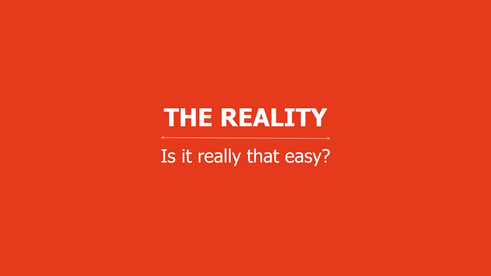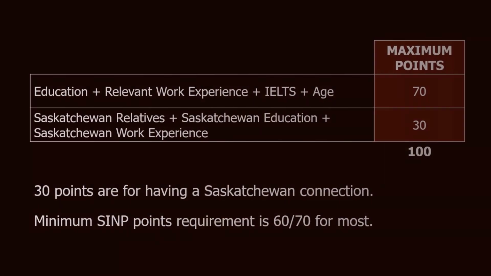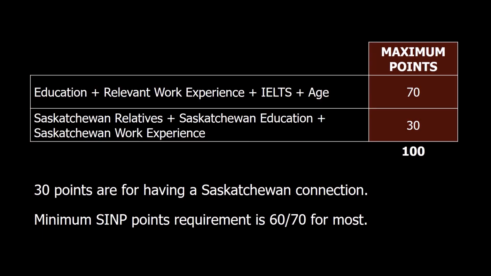Is it really as easy as it sounds? Looking at the SINP assessment grid, you can see that 30 out of 100 points are for having a connection to Saskatchewan, relatives, education, or work experience. This means that for most people, you have to score 60 points out of 70 instead of 100, which makes it difficult. You should calculate your points under the SINP assessment grid and check out the latest draw results to assess your chances.